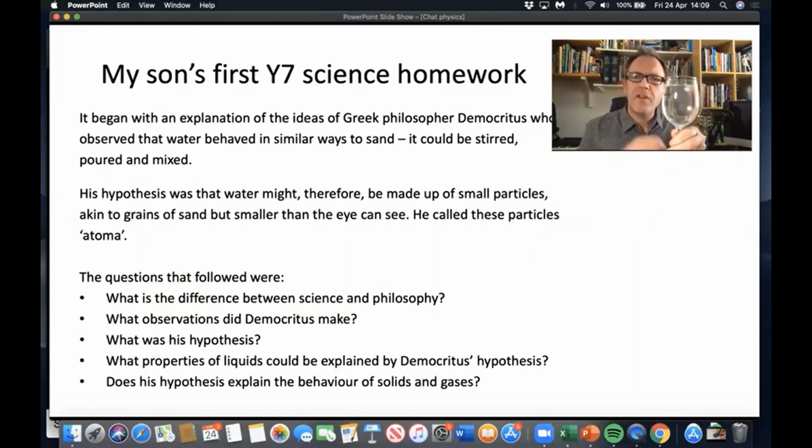And it's a visualization. So Democritus imagined water to be made of particles, and he called them atoma. And my son thought this was really cool, that a man could invent the concept of atoms just by thinking. And his first ever homework question was, what's the difference between science and philosophy? I thought that was fantastic.